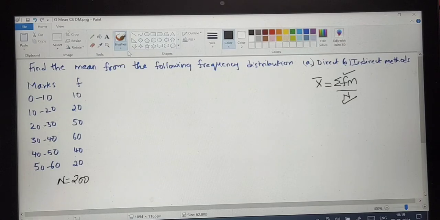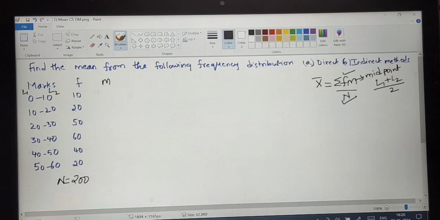Okay, now we are going to calculate the m values. M is nothing but midpoint. So here m is midpoint, wherein you will be applying the formula L1 plus L2 divided by 2. So all the values on the left hand side are L1 and all the values on the right hand side are known as L2. That is the lower limit and upper limit of the class.